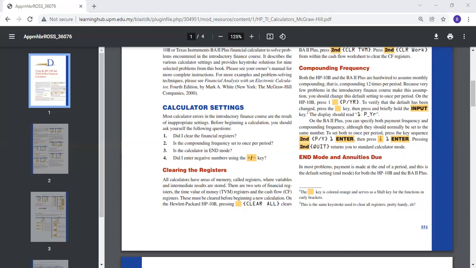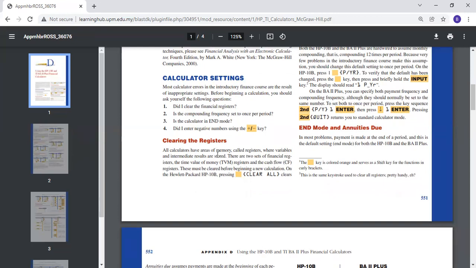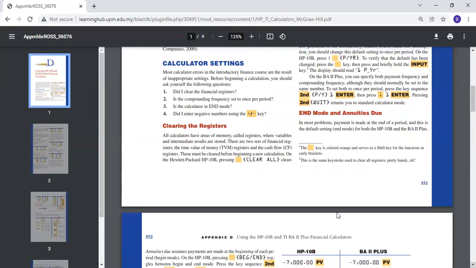All right, another important thing you need to consider: clearing the register. Remember we said it is very, very important to clear the register. So how do we clear the register? All calculators have areas of memory called registers, where variables and intermediate results are stored. There are 2 sets of financial registers, the time value of money registers and the cash flow registers. These must be cleared before beginning a new calculation, very important.